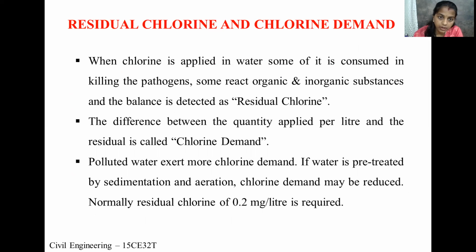ರೆಸಿಡ್ಯೂಯಲ್ ಕ್ಲೋರಿನ್ ಅಂಡ್ ಕ್ಲೋರಿನ್ ಡಿಮ್ಯಾಂಡ್ ಬಗ್ಗೆ ಓದಿದ್ವಿ. ರೆಸಿಡ್ಯೂಯಲ್ ಕ್ಲೋರಿನ್ ಅಂದ್ರೆ ನಾನು ಪ್ರೀವಿಯಸ್ ಕ್ಲಾಸ್ ಅಲ್ಲೂ ಹೇಳಿದ್ದೆ ಮತ್ತೆ ಈ ಕ್ಲಾಸ್ ಅಲ್ಲೂ ಹೇಳಿದ್ದೆ. Residual chlorine should be there for avoiding the recontamination of water, and the quantity should be up to 0.2 milligram per liter. That is the quantity usually the residual chlorine should be.